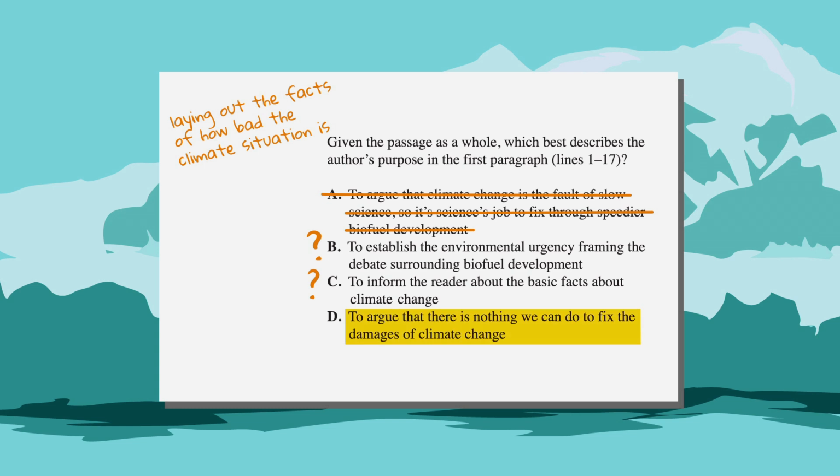Answer choice D states that the paragraph argues that there's nothing we can do about climate change. That's clearly not the point of the paragraph. It's obviously wrong, so let's eliminate it. That leaves us with two answer choices. Answer B is very specific and close to what we said, and answer choice C seems a little too general and doesn't really relate to the passage as a whole. So let's cross it out. Answer choice B is correct, so go ahead and select it.